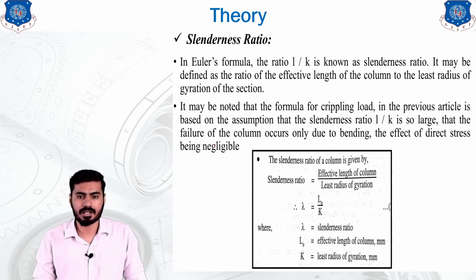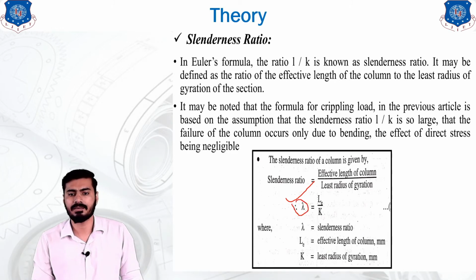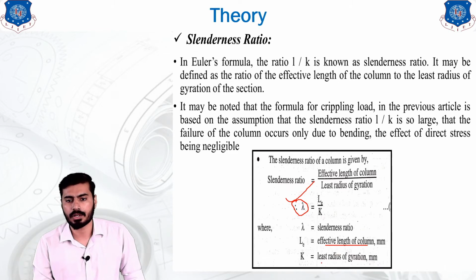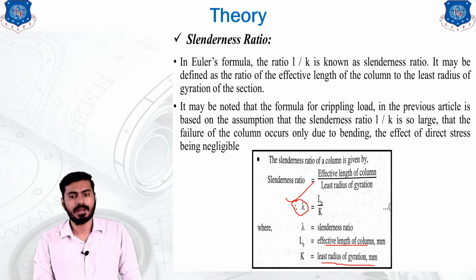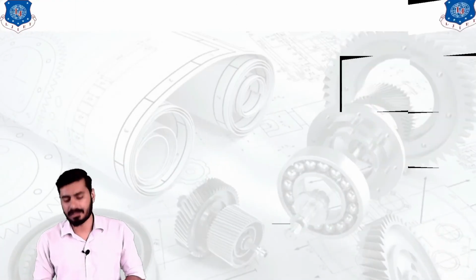Now the slenderness ratio is represented with the lambda notation, which is given as LE by K, where LE is the effective length or the equivalent length of the column, and K is the least radius of gyration, and this was the slenderness ratio.